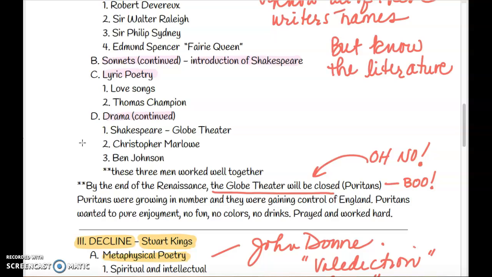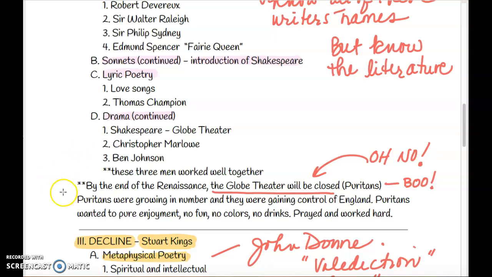Shakespeare brought in the Globe Theater and arranged these men to become actors and start performing the dramas that he was writing. We also have Christopher Marlowe and Ben Jonson at this time. Now, these three men worked really well together in creating great literature during this time period.